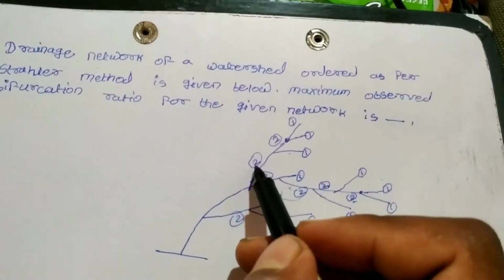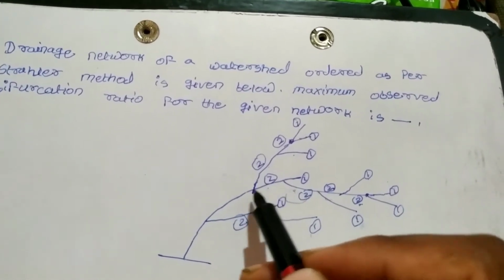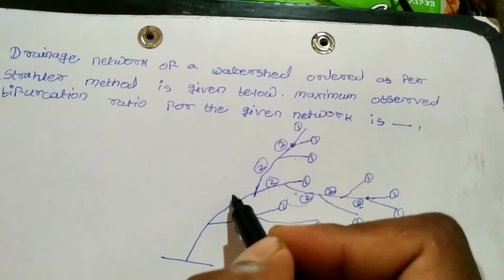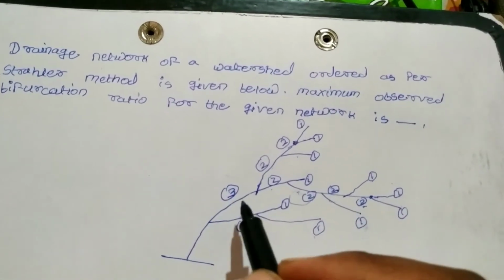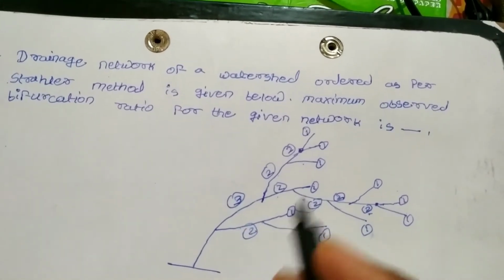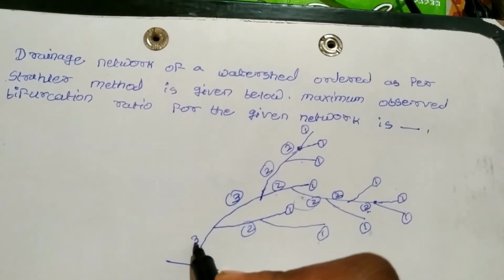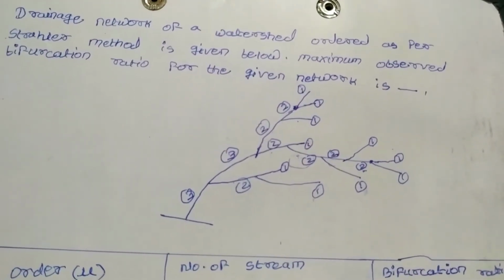Now this is second order and this is second order, again the same number, so it will be increased by 1, so it will become third order. Now this is a third order stream and this is a second order stream, so again it will be third order.